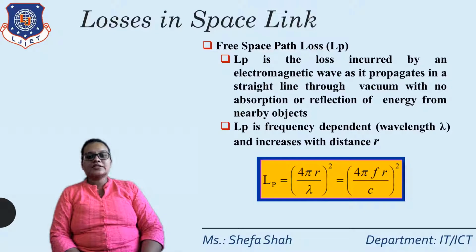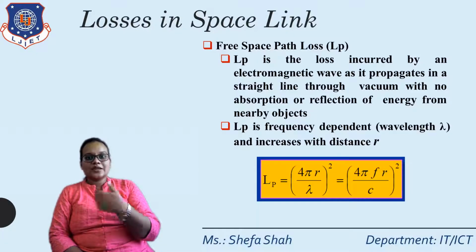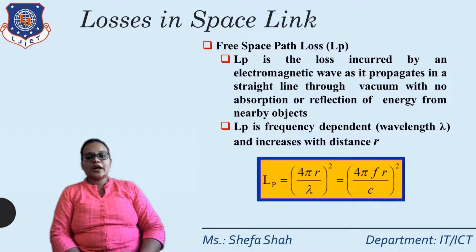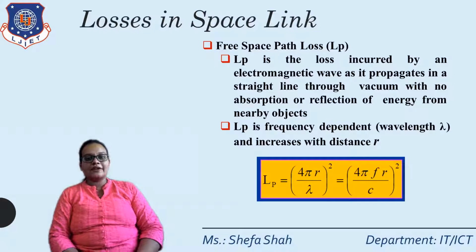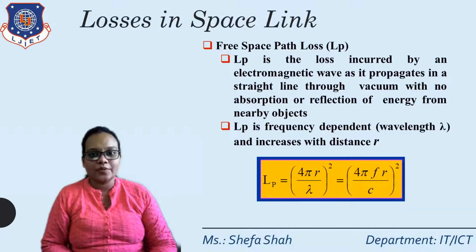And LP is frequency dependent, and it will increase with respect to distance r. As it is directly proportional to r, it will increase as the frequency increases and as the distance also increases. As you can see below in the slide, LP is given by (4 pi r by lambda) square, and if we replace lambda with c by f, then the equation will be (4 pi f r divided by c) whole square, where c is the velocity of light. So this is the first loss occurred in the space link.